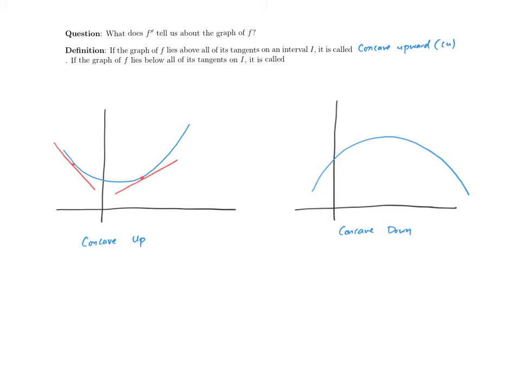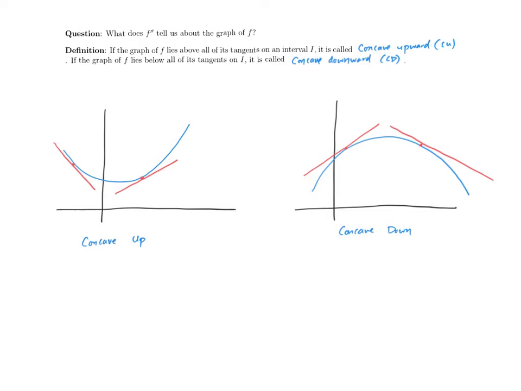Similarly, if the graph of f lies below all of its tangents on an interval, it's called concave downward on that interval, and I abbreviate that with a simple CD. And just to illustrate once again, if you pick any point on this right curve, when you draw the tangent line at that point, we can clearly see that the curve lies below each of its tangents.